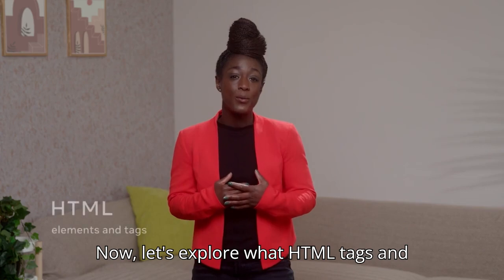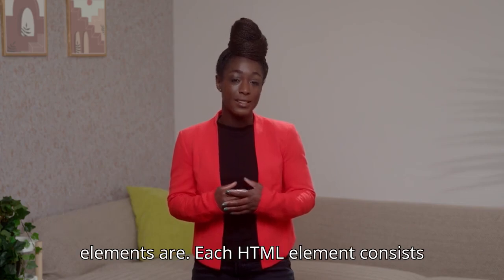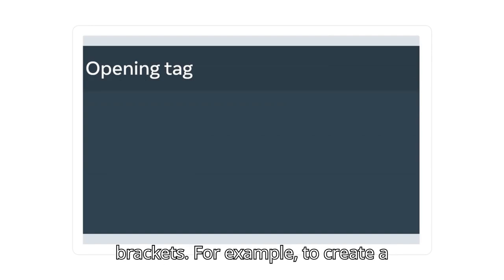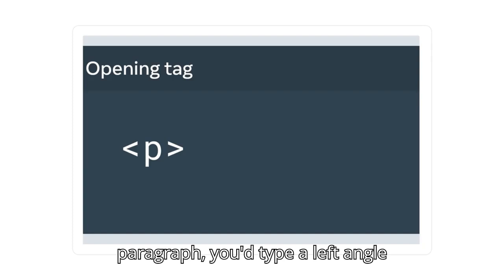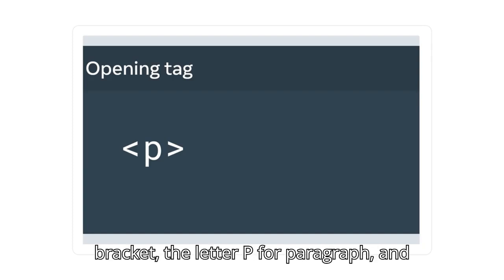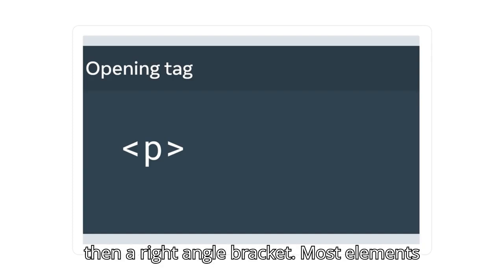Now, let's explore what HTML tags and elements are. Each HTML element consists of an opening tag enclosed in angle brackets. For example, to create a paragraph, you type a left angle bracket, the letter P for paragraph, and then a right angle bracket.